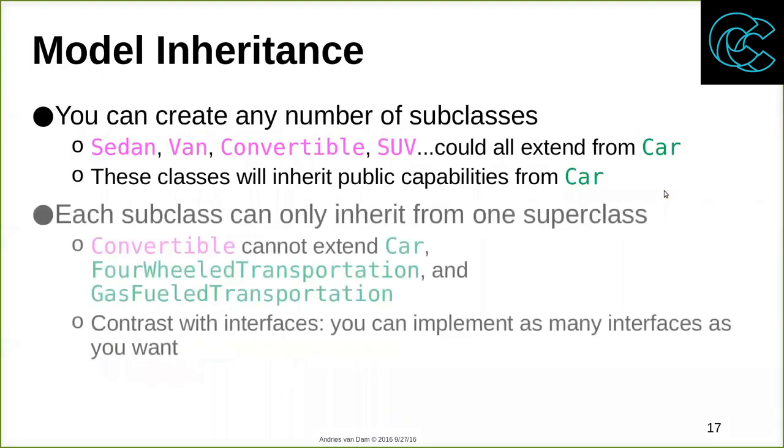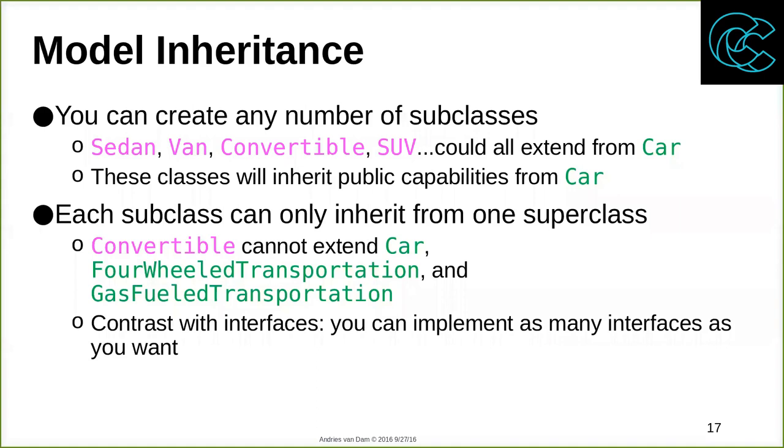You can create any number of subclasses. So a car can have multiple subclasses, but the other way around is not possible. For example, sedan cannot have more than one superclass. That's the next point: a subclass cannot inherit from more than one superclass. For example, convertible cannot extend car, four-wheeler transportation and gas fuel transportation. That would give an error.